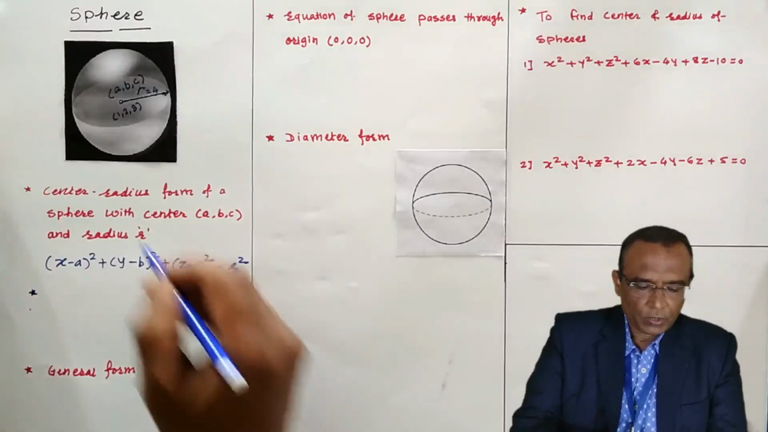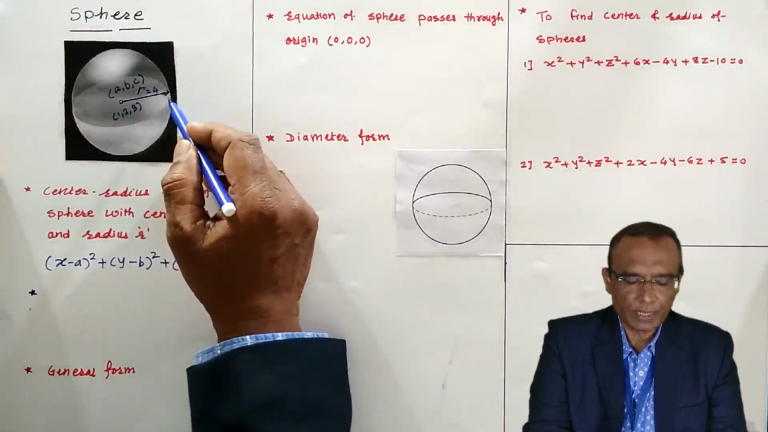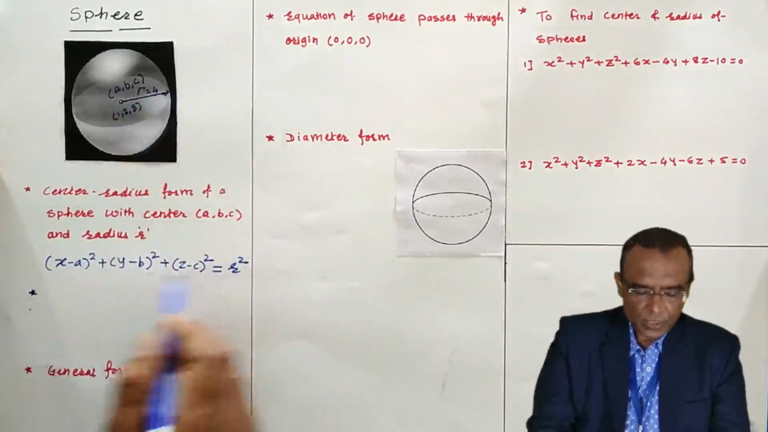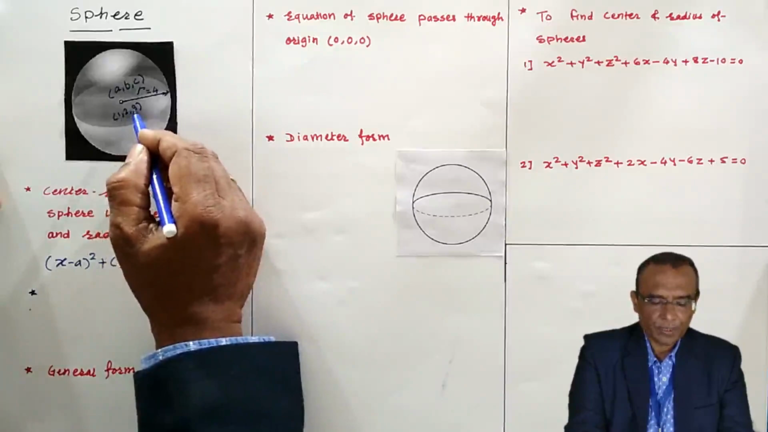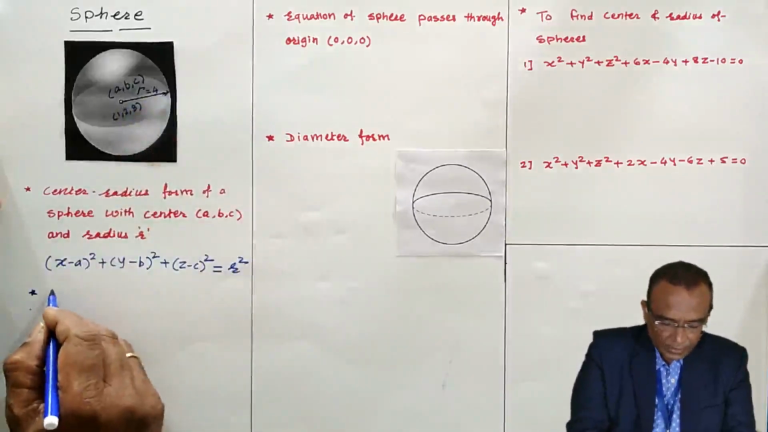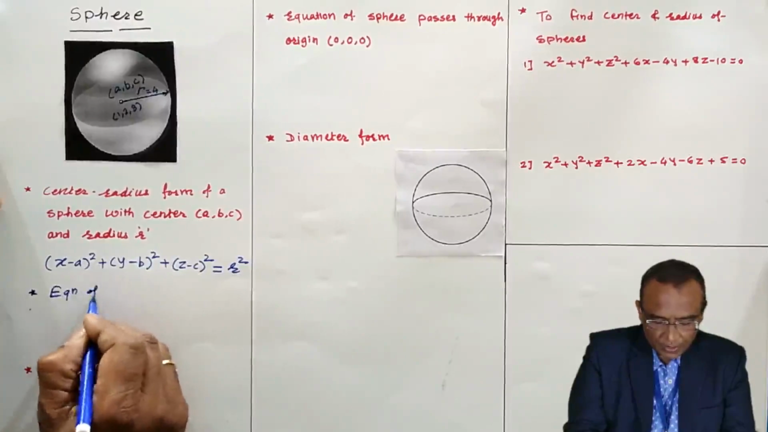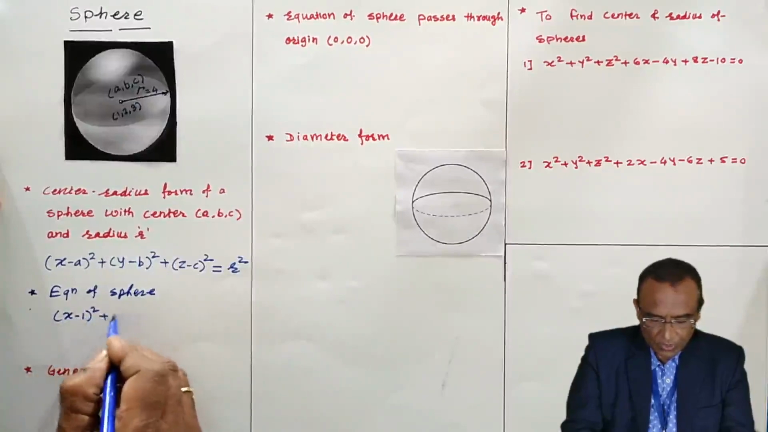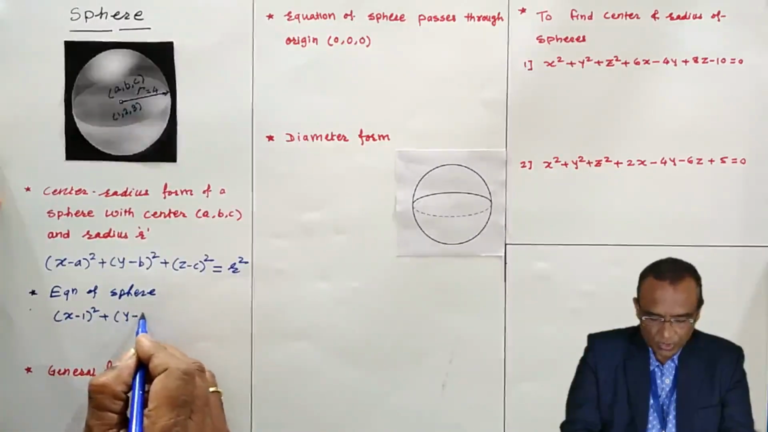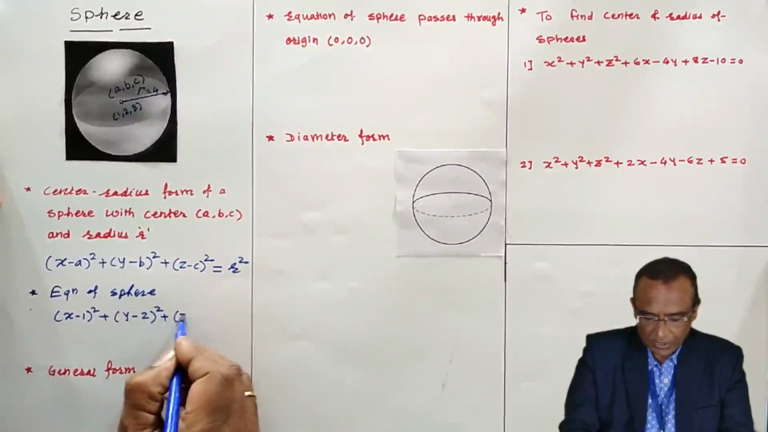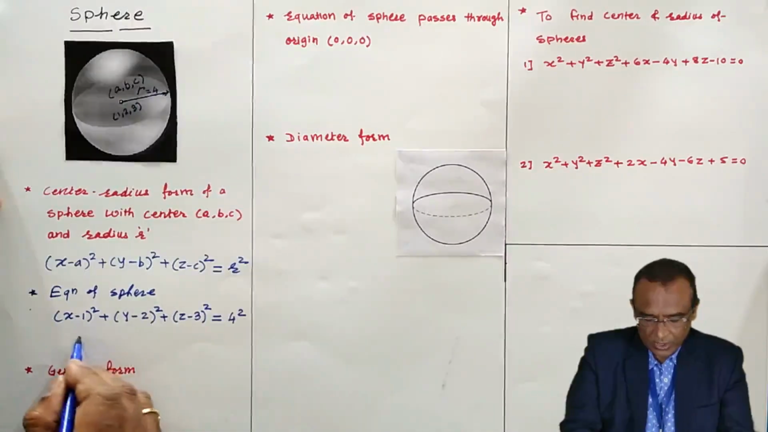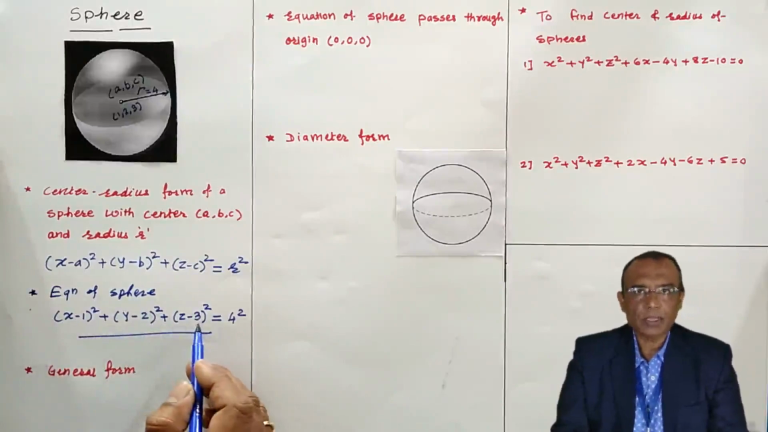Now, what is the center-radius form of the sphere? If the center of the sphere is given, and the radius of the sphere is given to you, a, b, c are the center and r is the radius, then this is the center-radius form. If the center of the sphere is (1, 2, 3) and the radius is 4, how do we write the equation of the sphere? You can directly write (x minus the x-coordinate of the center) squared, plus (y minus the y-coordinate of the center) squared, plus (z minus the z-coordinate of the center) squared, equal to the radius squared. This is the equation of the sphere. This type of question may be asked in the examination.